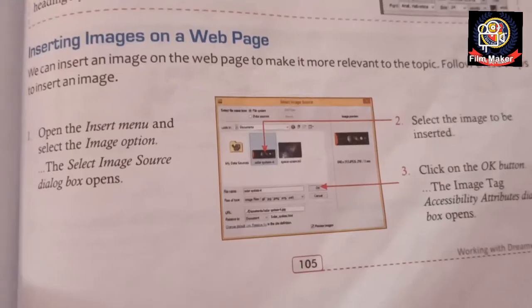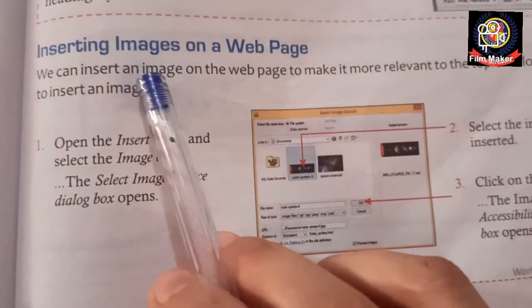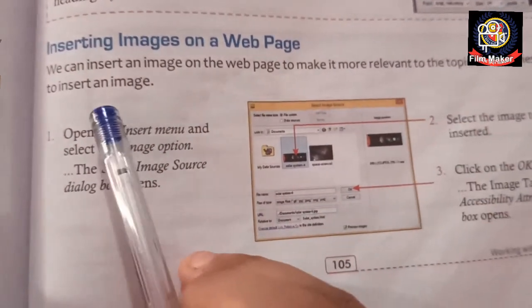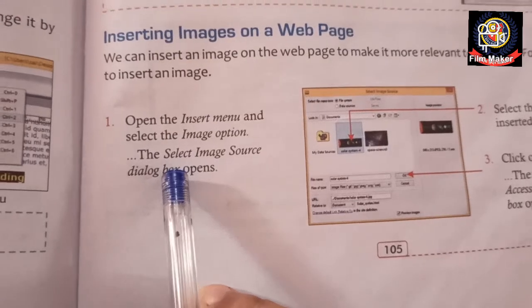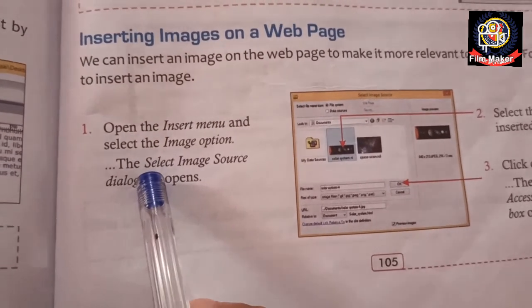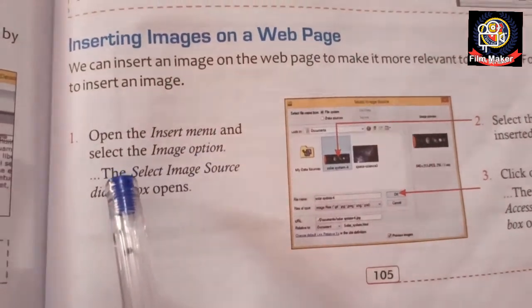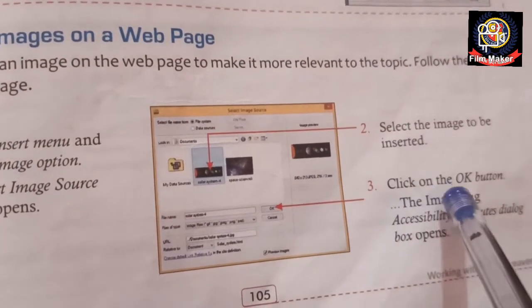Okay, now come to the next topic, that is inserting images on a web page. We can insert an image on the web page to make it more relevant to the topic. Follow these steps to insert an image. For example, in Dreamweaver, whatever the code we have written, if we want to insert the image, how we can do that? Open the insert menu and select the image option. The select image source dialog box opens. Select the image to be inserted. Click on the OK button.